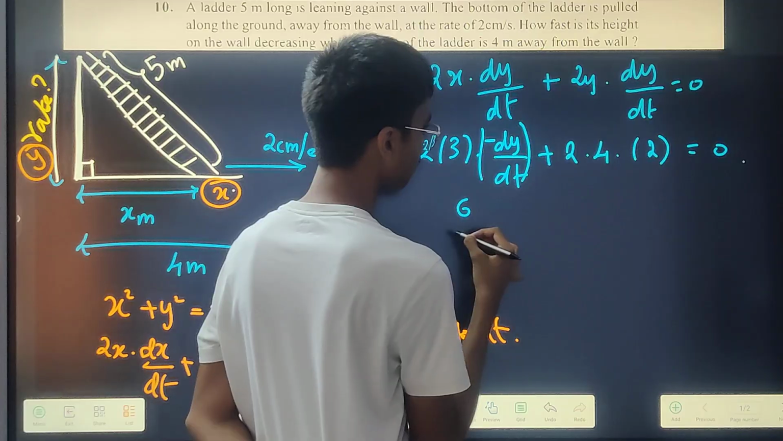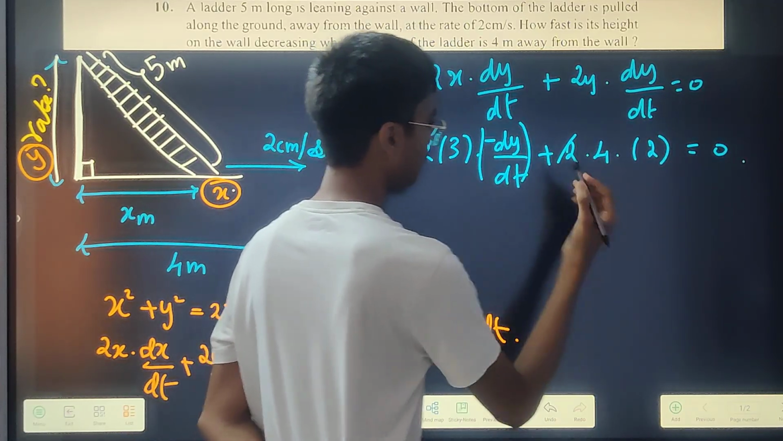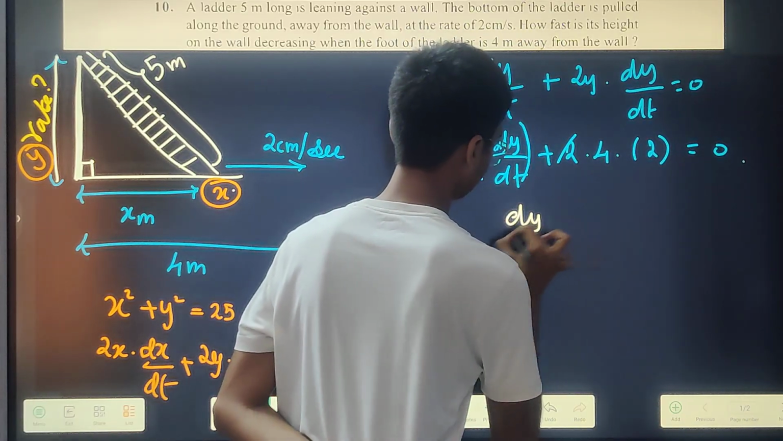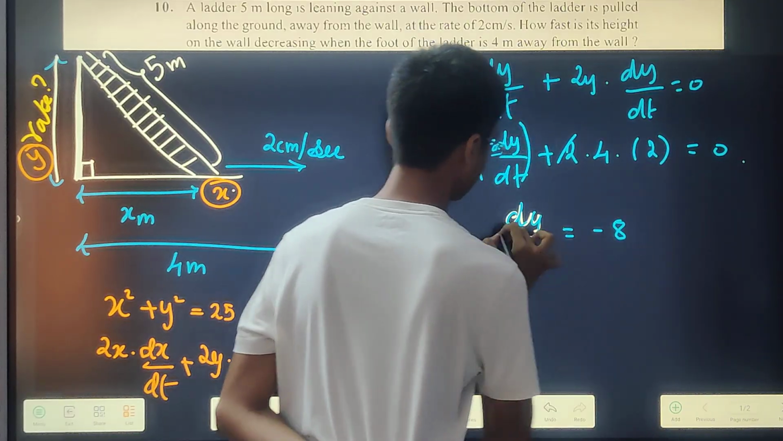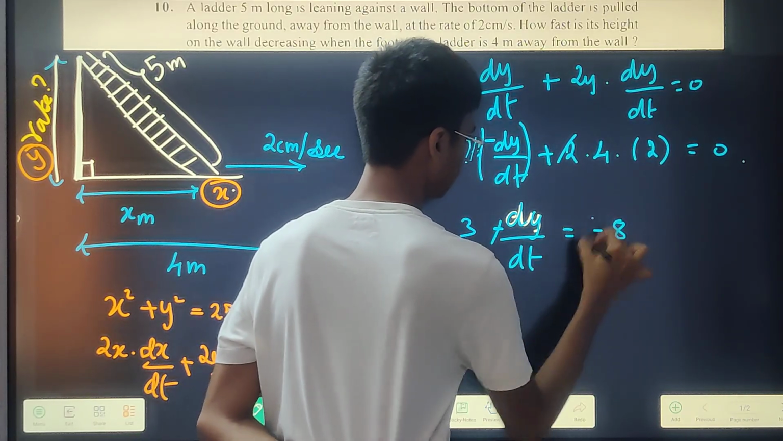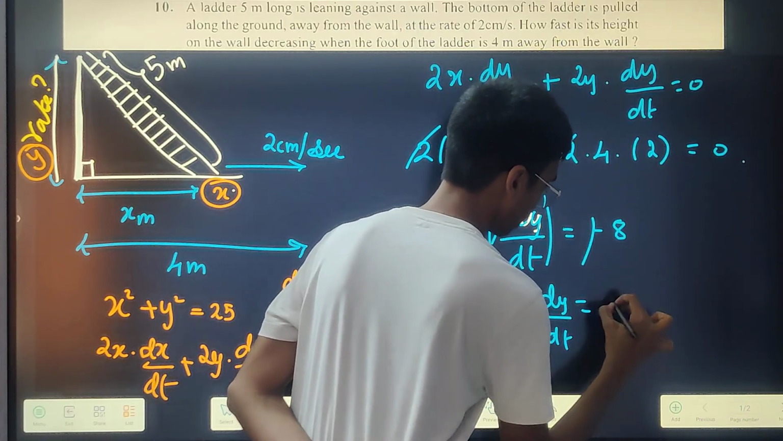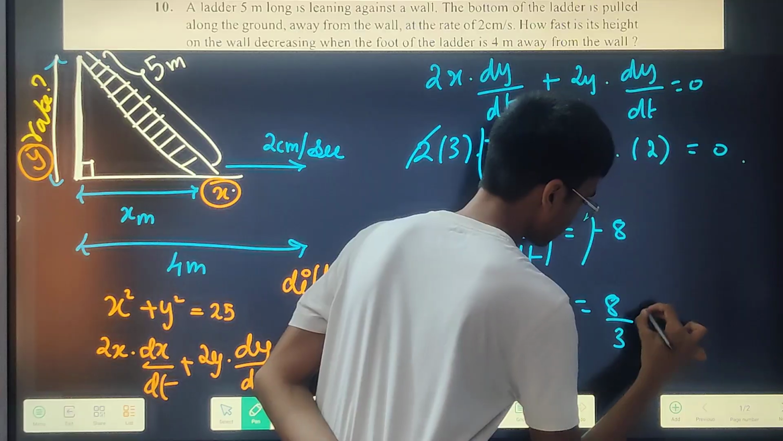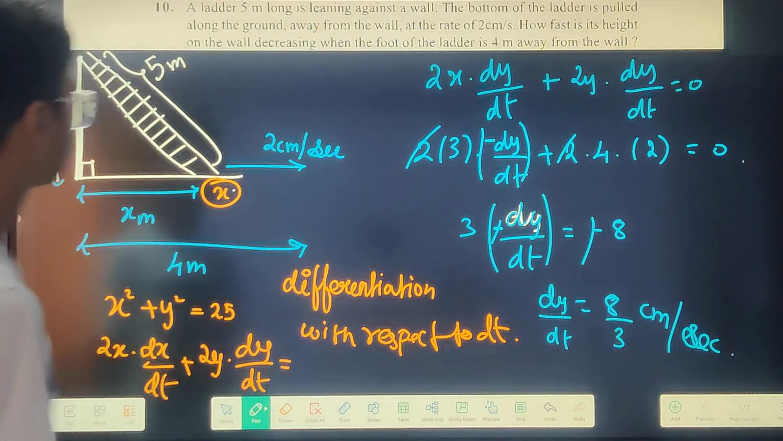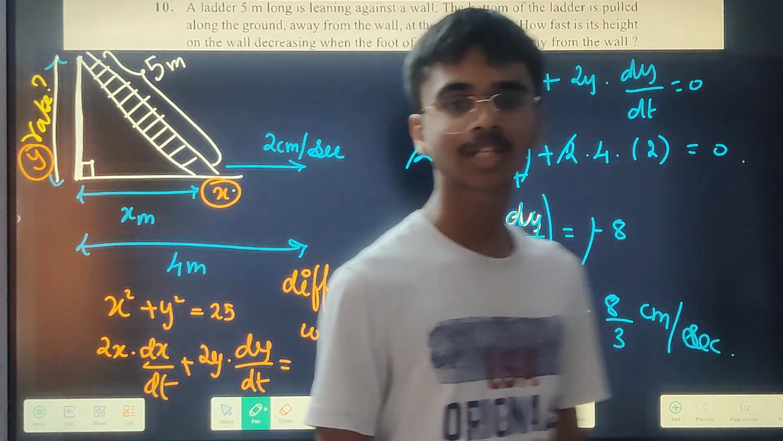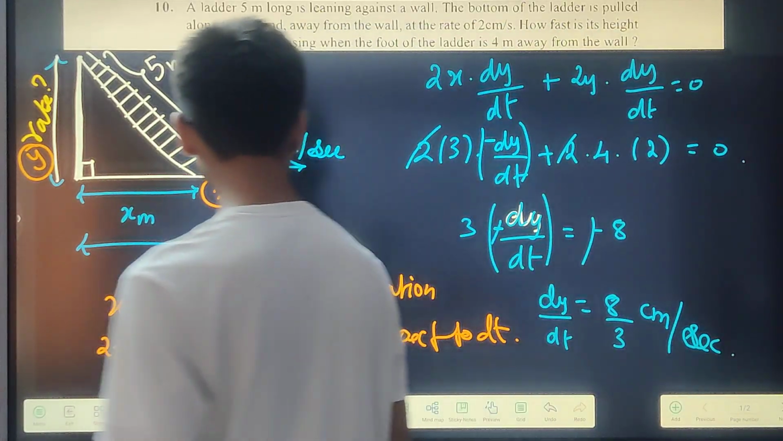So it is going to be 6. Or I can just cancel this 2. Then here I will be having dx by dt is equal to minus 8. Here also minus is there, 3 is there, minus can be cancelled out. So now you'll be having dx by dt is equal to 8 by 3 centimeter per second. Very easy sum, but this is something that many of us can be confused by. We might get confused, so that is why I have given this.